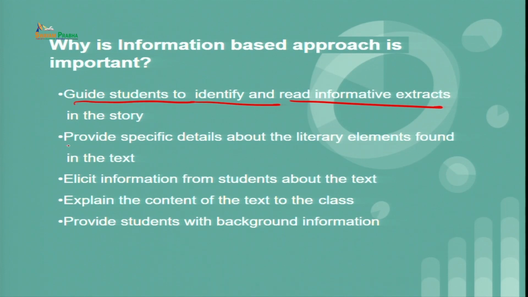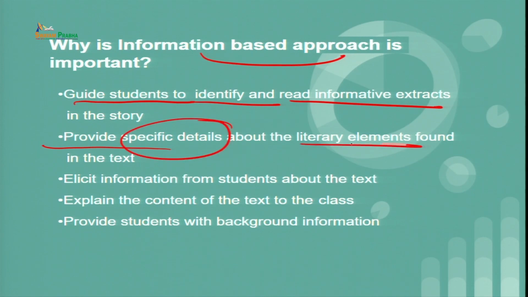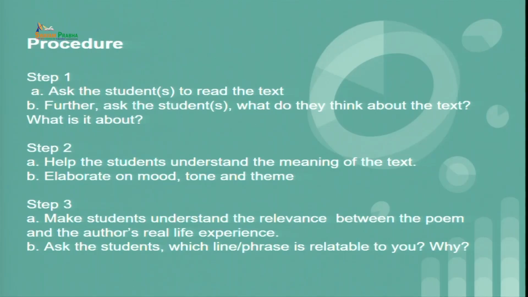And then we get to know that the information based approach brings specific details about the literary elements that are found in the text. And also you can elicit information. The teacher can explain the content of the text to the class, and it provides the students with schema, or you can say it provides the students with enough background information. So not only do they just read the text, but they build a representation of what it means. So what is the procedure of applying the information based approach?